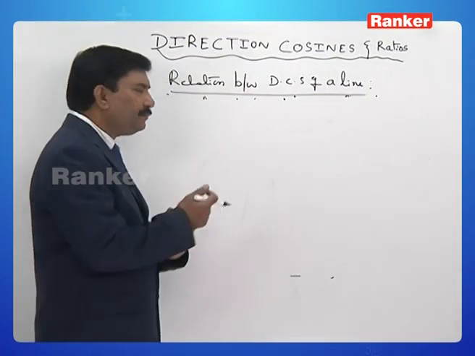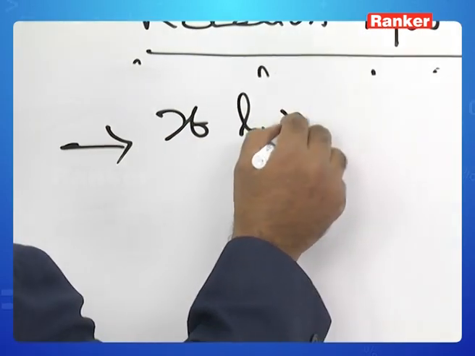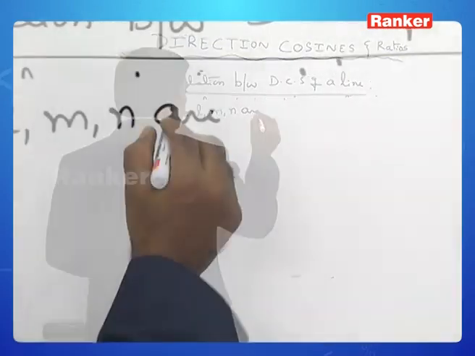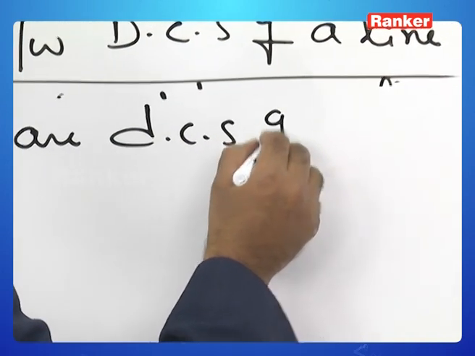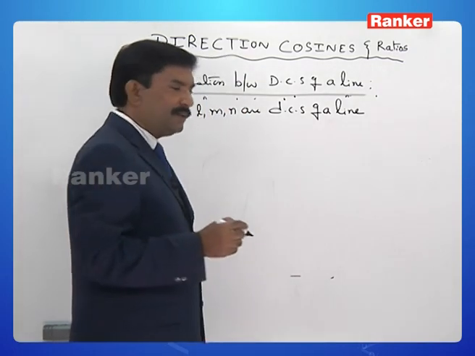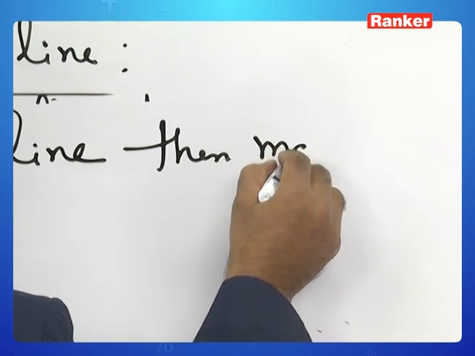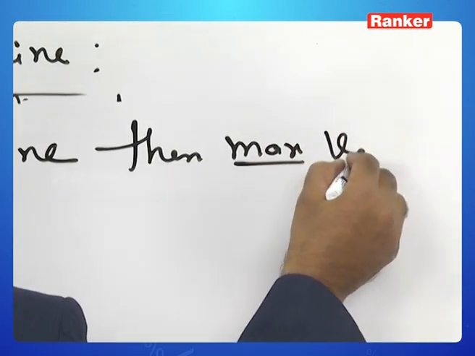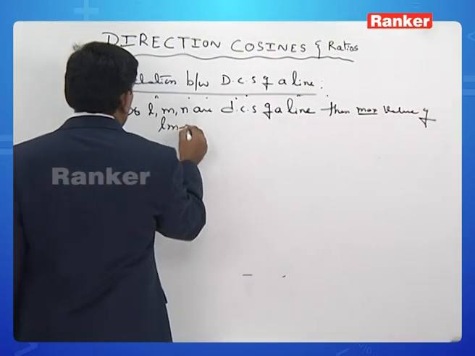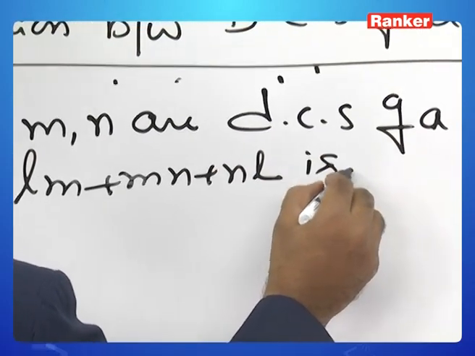Now, another result is, if L, M, N are the DCs of a line, then the maximum value of LM plus MN plus NL is dash.